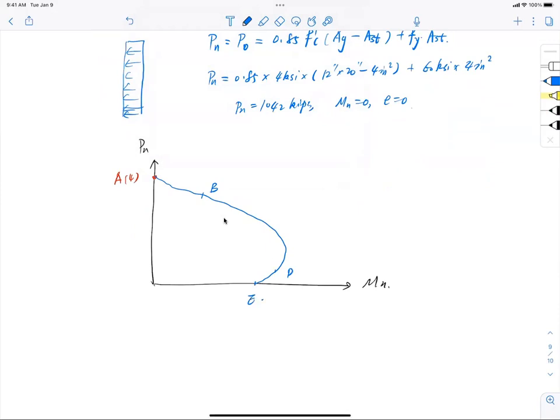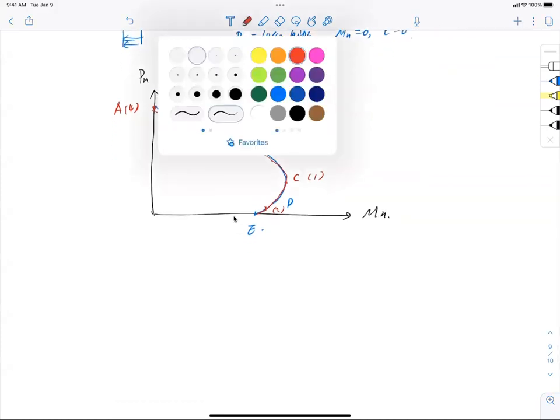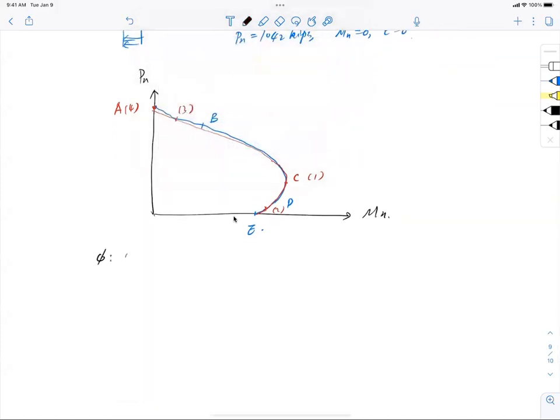So A, number 4 is here, number 3 is right here, and number 1 is right here, which is C, and number 2 is right here. So now, if you were given 1, 2, 3, 4, you can still try to complete this moment, axial loading moment interaction diagram. All right, but now if we were asking you to find the phi, how about phi for 1, 2, 3, 4 points?